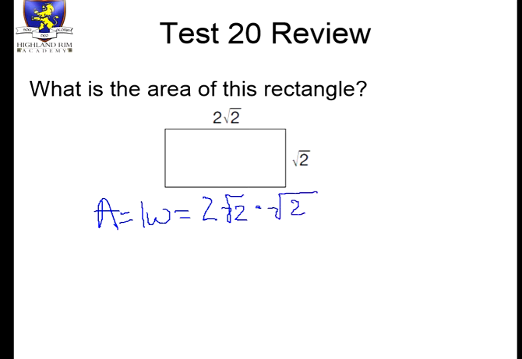So what do we do with that? Since they're both under radicals, under the square root radicals, we can do 2 times the square root of 2 times 2, which is equal to 2 times 2, or your answer is 4. So the area of your rectangle here is 4 square units.